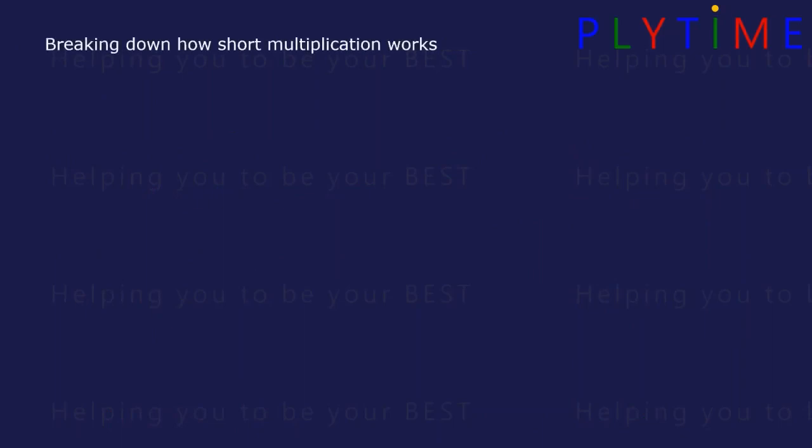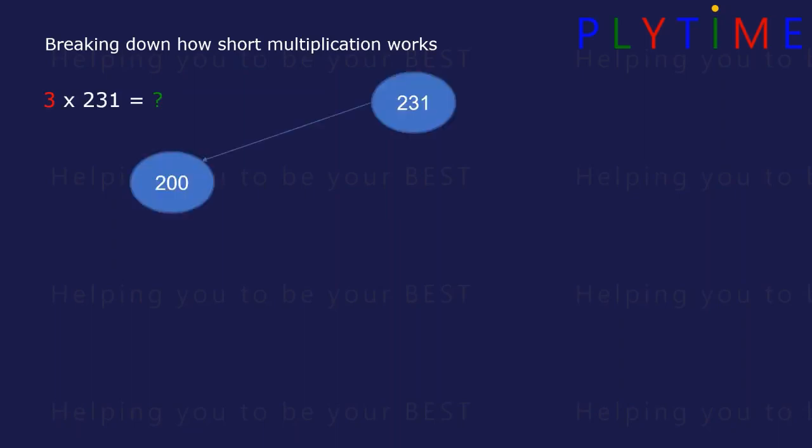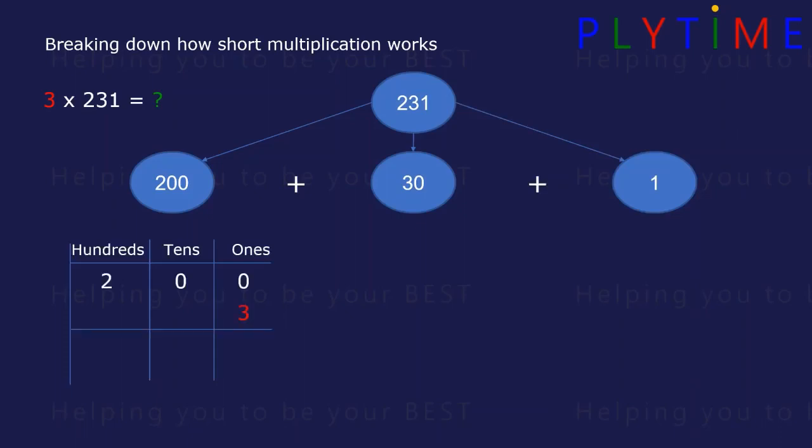Let's look at how short multiplication works. 3 times 231. 231 is the same as 200 plus 30 plus 1. We can multiply each of these by 3. So 200 times 3, 3 times 0 is 0, 3 times 0 is 0, and 3 times 2 is 6.